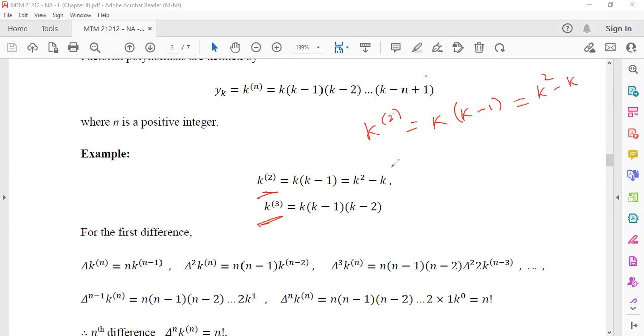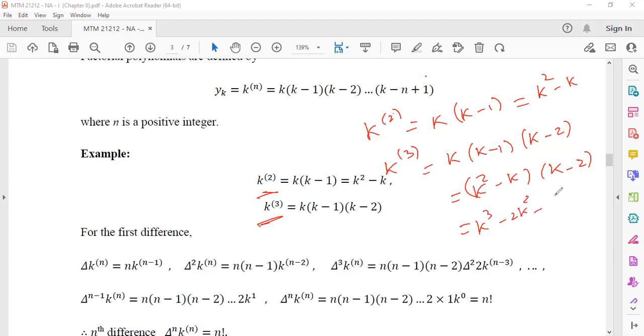Similarly, if you want K3, you have to go up to 2, isn't it? K minus 1, K minus 2. So what is the formula? So you can multiply, no? This will be K squared minus K times K minus 2. This again K cubed minus 2K squared minus K squared plus 2K. The final answer will be K cubed minus 3K squared plus 2K.